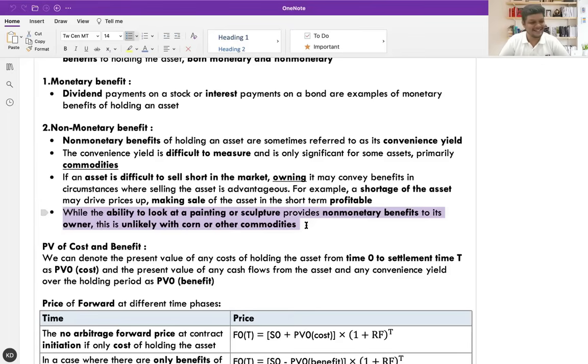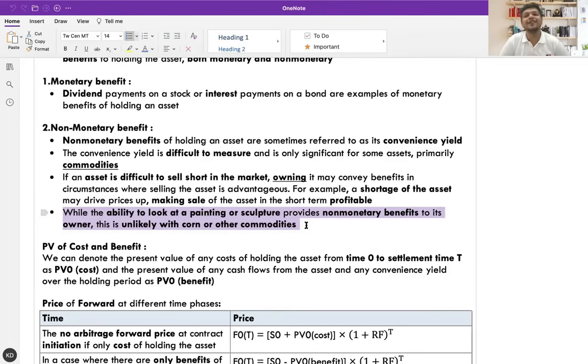How is it? It's good. Maybe only artist lovers would like it, I believe. That's a convenience yield that they get. We may not understand, right? Correct. For us, it's just a painting, but for someone else, it's something more than that. That's a non-monetary benefit which you can neither calculate nor define.